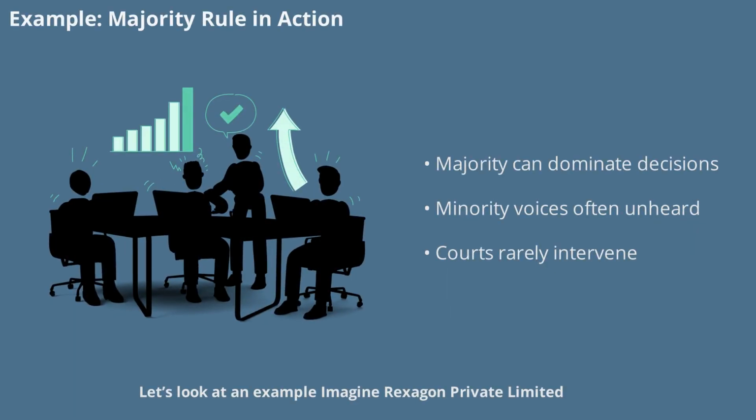Let's look at an example. Imagine Riksagan Private Limited, where 3 shareholders hold two-thirds of the shares. In any general meeting, their votes decide the outcome, leaving the remaining shareholders with little say. This is the classic rule of majority, also known as the Foss v Harbottle rule. It means that the majority's decisions are generally respected, and courts usually avoid interfering, even if minority shareholders feel sidelined.